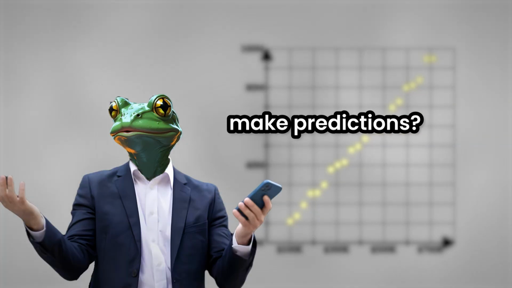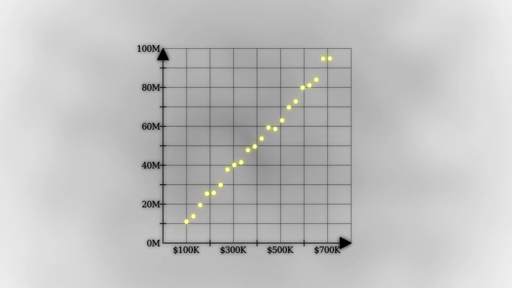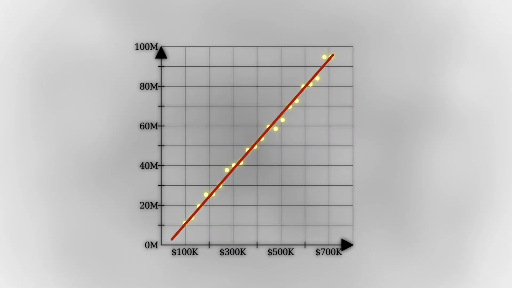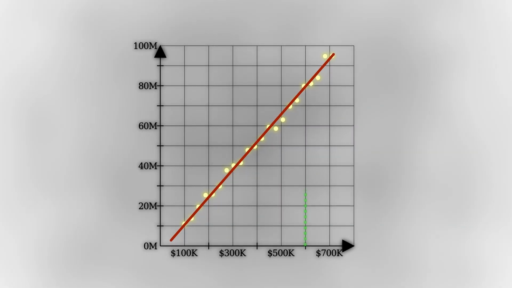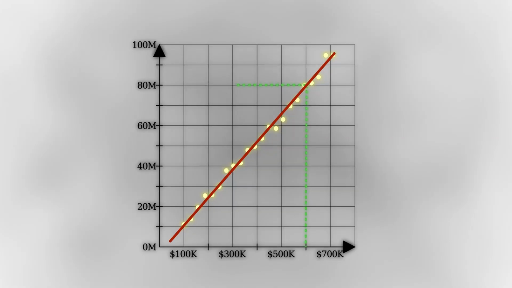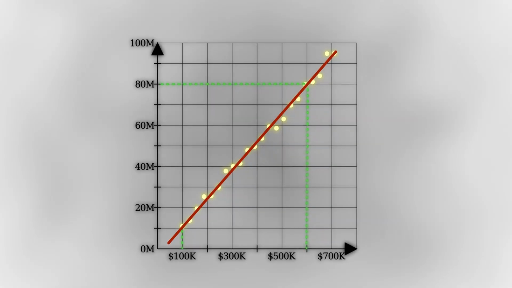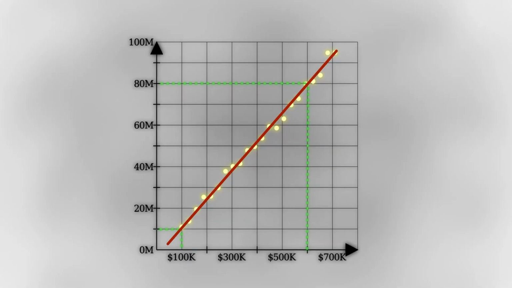So, how do you make predictions? Well, all you have to do now is draw a line through the data points. And now you can predict, for example, if Mr. Beast gives away $600,000, our model predicts 80 million views. But if he only gives away $100,000, the prediction is more like 10 million views.